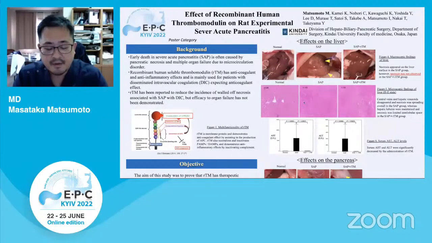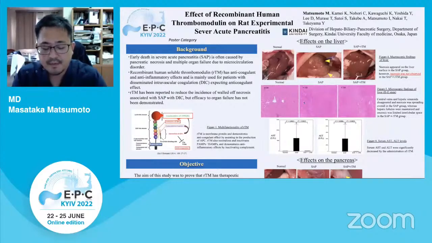Results: survival curves. In the subgroup, only 40% of rats survived 24 hours after the start of the experiment. On the other hand, in the SAP plus RTM group, all rats survived. Effects on the liver. Macroscopic and microscopic findings, the SAP plus RTM group was able to maintain the normal structure more than the subgroup. Serum AST and ALT levels were significantly decreased by the administration of RTM.